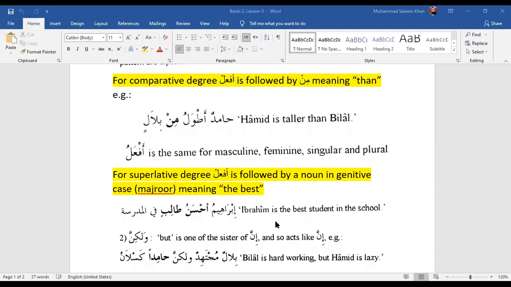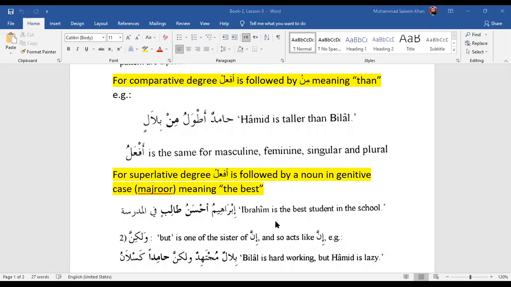Now, why do we translate it as "the greatest"? Because if a sentence ends with akbaru or asgharu, and it doesn't have anything after that, that means something was there, but it has been dropped, it is mahdhuf. So the summary is, after the pattern of afalu, if we see min, it will be comparative. If we don't see min after that, then it will be superlative.